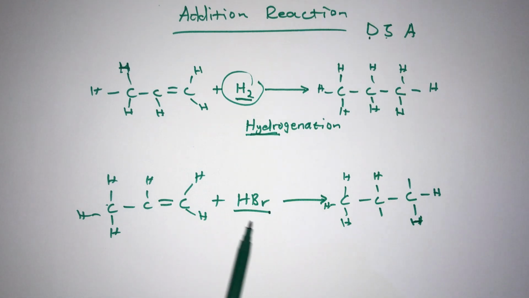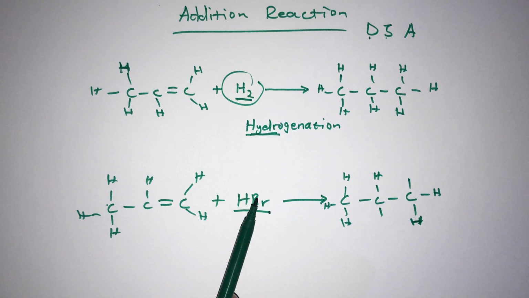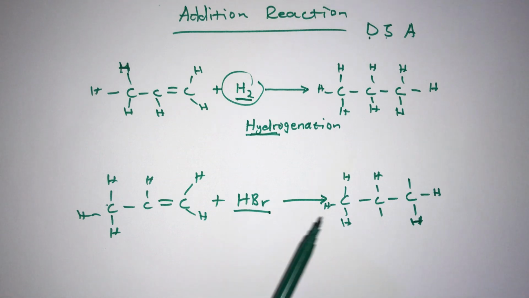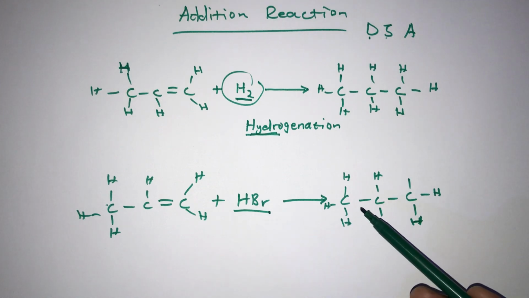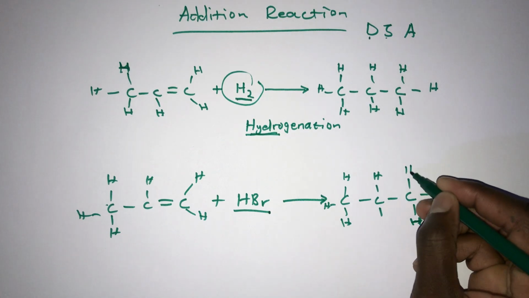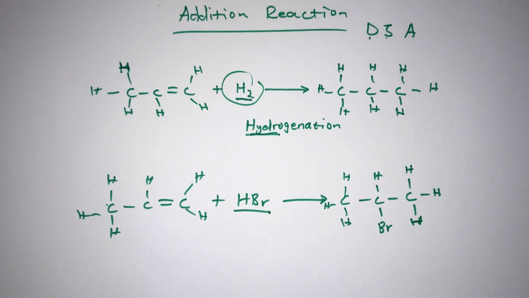So it means that the hydrogen is going to bond on the first carbon atom. Why? Because the first carbon atom has more hydrogens than this one, right? So this one is richer than this one. The rich get richer, the poor get poorer. So now the hydrogen will bond here, and then here we're going to have Br.